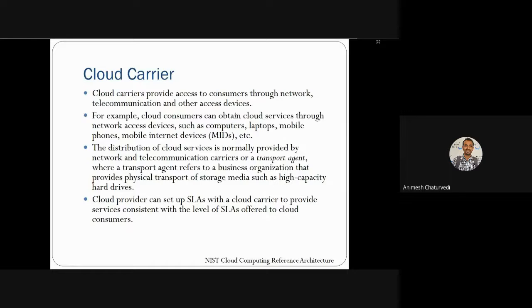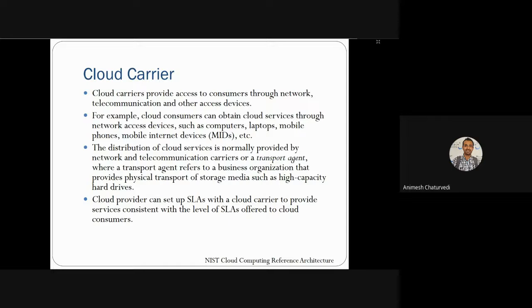So these are said to be transport agents, meaning they carry a server in their truck and they transfer data from city 1 to city 2. For example, from Hyderabad, a company is hired and told that you have to move this hard drive and database to Bangalore. So that kind of transport agents are there.